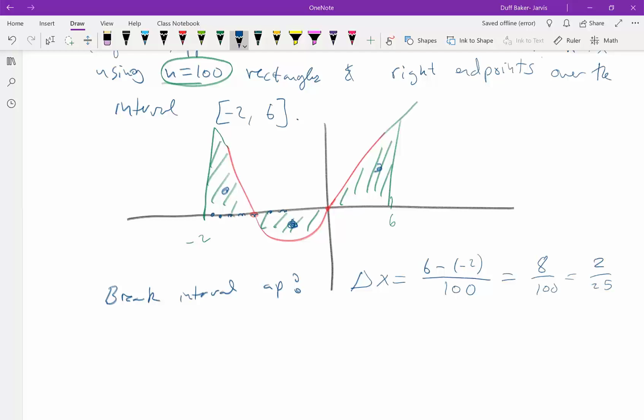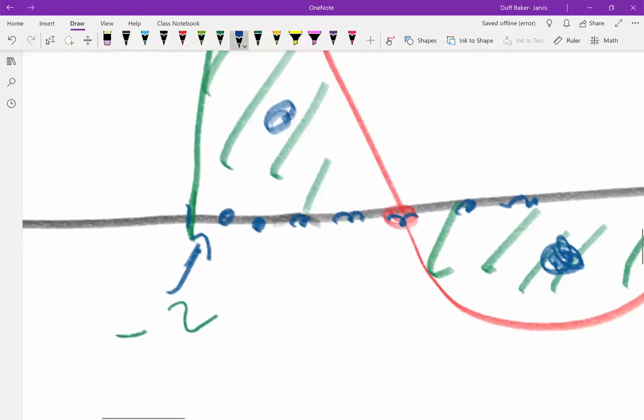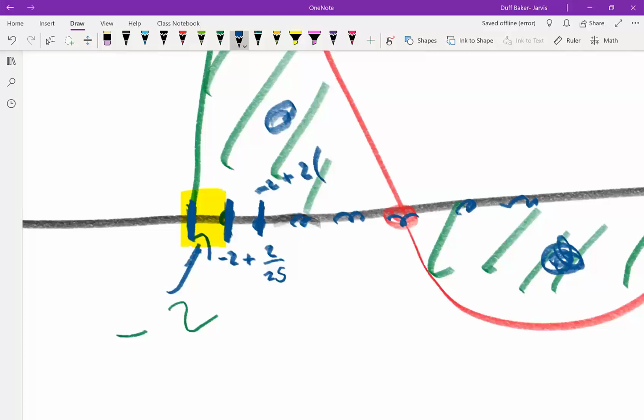And then we try to think about, on each of those intervals, what would the first one be? If we zoom way in here, we would be thinking about what's this interval, this tiny little piece. And so if this one on the left here is minus 2, then the one to the right of it will be minus 2 plus our delta x, which was what? 2 over 25. And then if you wanted to go to the next one, it would be minus 2 plus another delta x. So you would add another 2 over 25, right? And you could keep doing this.